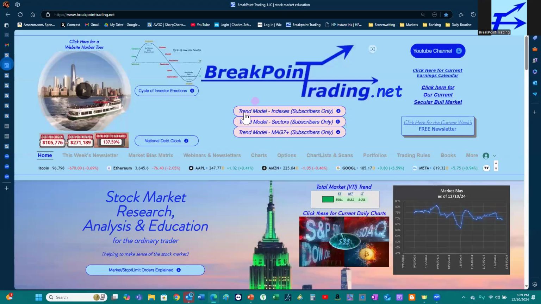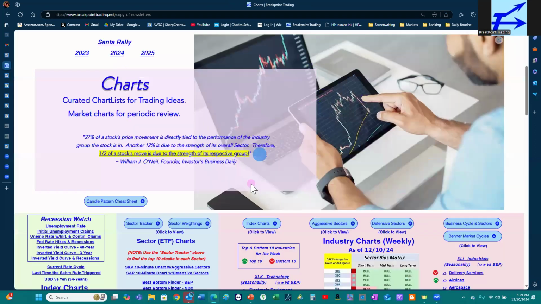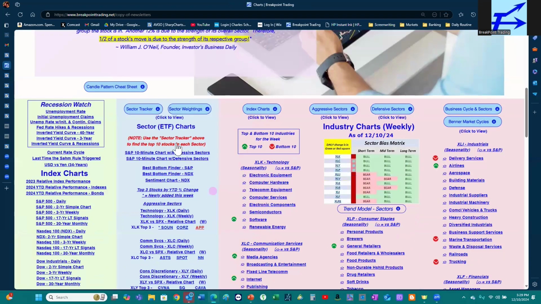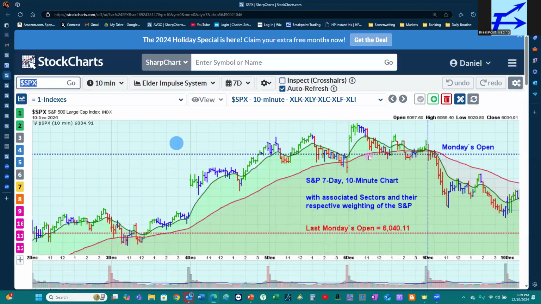All right, so let's take a look real quick at, first off, the 10-minute charts for today. Look at the aggressive sectors first. Let me bring this in a little bit.